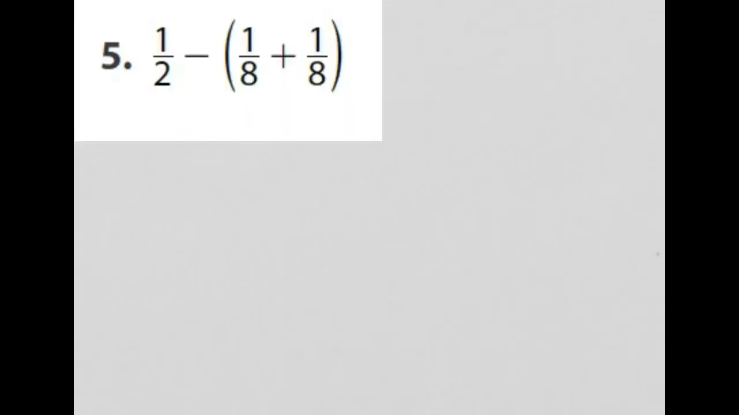Let's look at another worked example. In this example, we also have to remember our order of operations. We have our parentheses, multiplication, division, and then addition and subtraction. So we have to solve what's in the parentheses first.